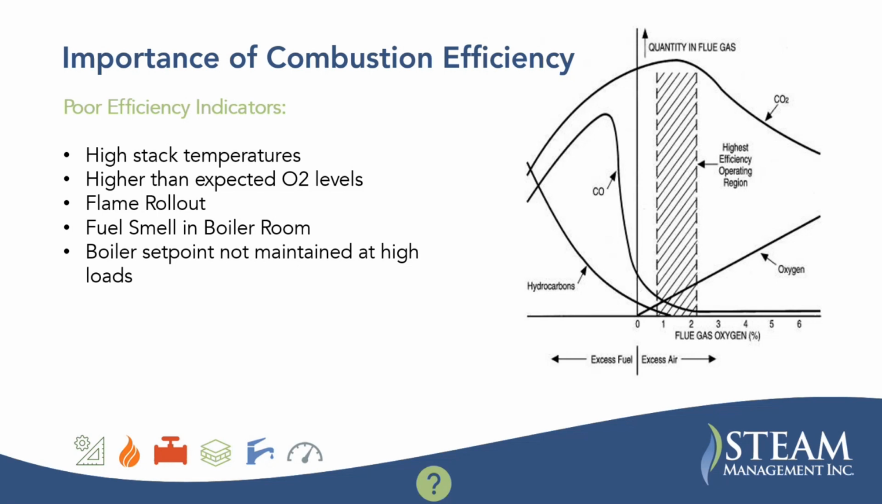And then the last item is the boiler set point is not maintained at high loads. If you have soot buildup in your boiler, then you're not getting the heat transfer you want. So that's an indicator that you're getting poor combustion. If you're not able to hit set point at the maximum capacity of your boiler, even without the soot buildup, poor combustion efficiency is going to result in lower heat transfer to the water.